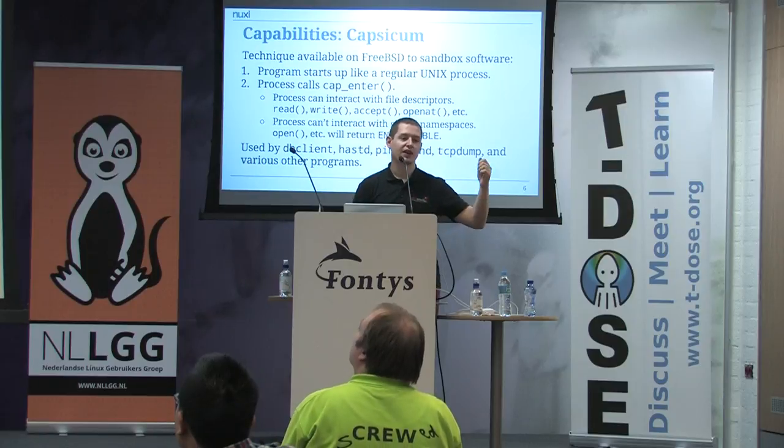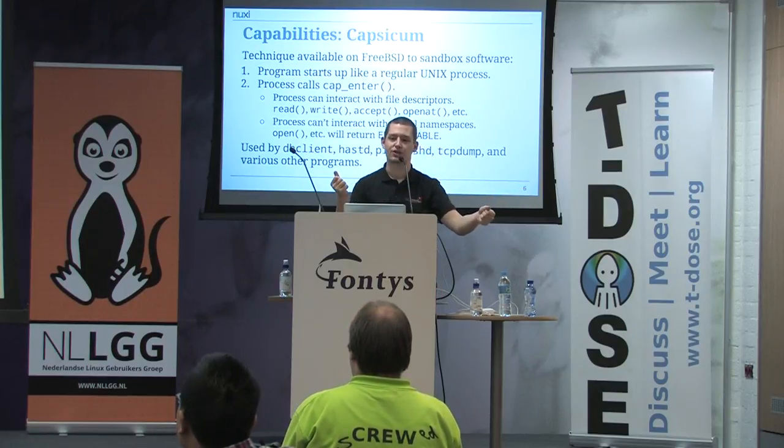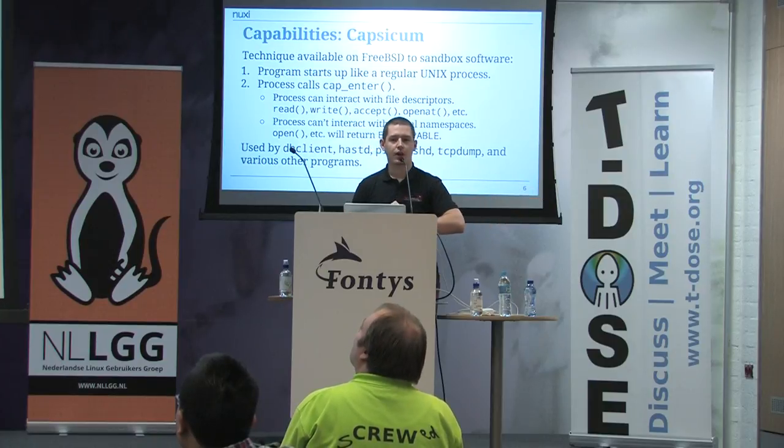So calling accept on a network socket is allowed. You can accept incoming HTTP requests. You can still open files underneath directories that you had open using the openat system call, but you cannot just call open and say, give me a file descriptor to this random file somewhere on disk. So this system is now used in a couple of dozen programs in FreeBSD by now, with great success.